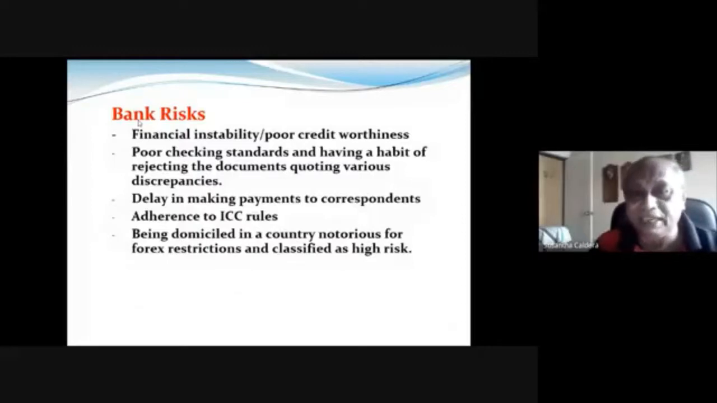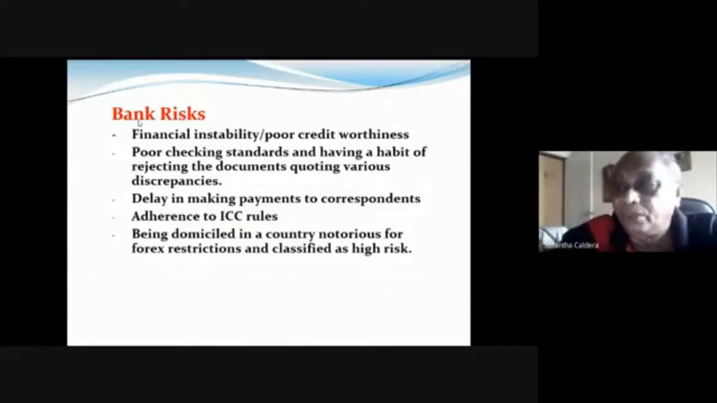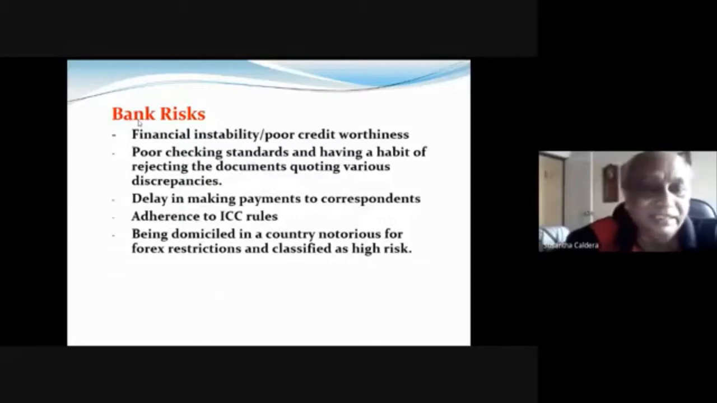Being domiciled in a country notorious for forex restrictions and classified as high risk, especially the Eastern Bloc of Africa. There are a lot of countries notorious for forex restrictions and high risk, right? So the banks in those countries, horrible. You should not deal with those banks.